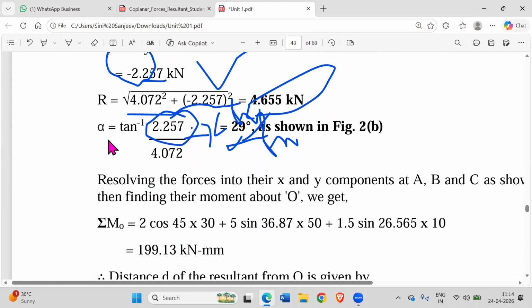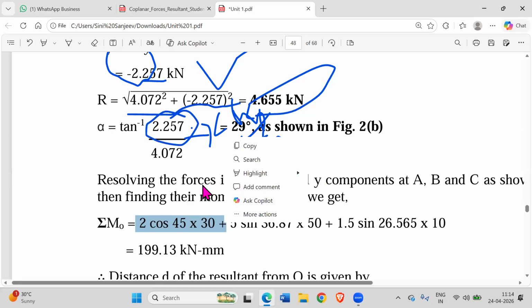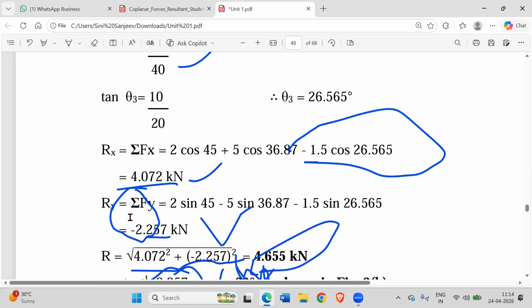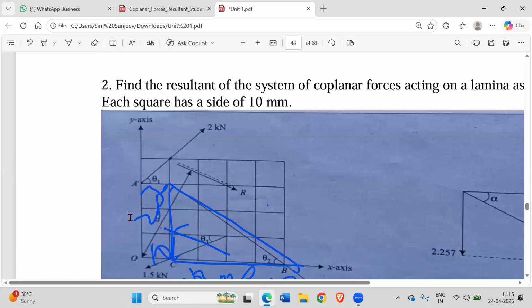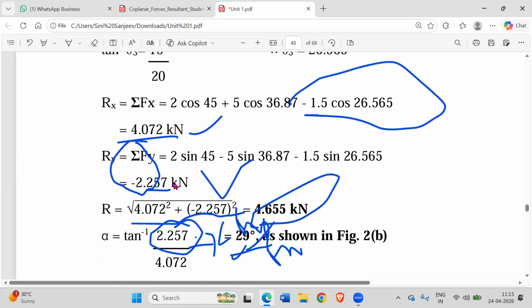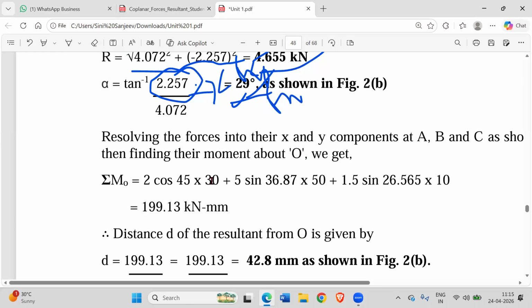Okay, so once you're done with that, moment. What is moment? Force into perpendicular distance. That's it. So as you can clearly see, we're taking only MO, summation of the moment. Let's go to the diagram again. Force 2 kilonewton, force into perpendicular distance. This is horizontal component here. So cos 45 into 30.